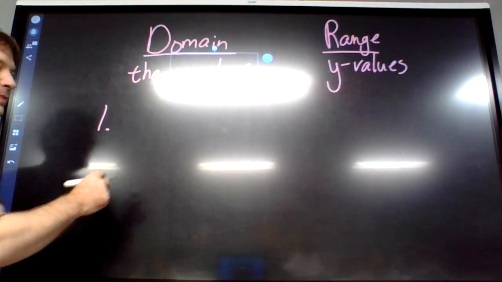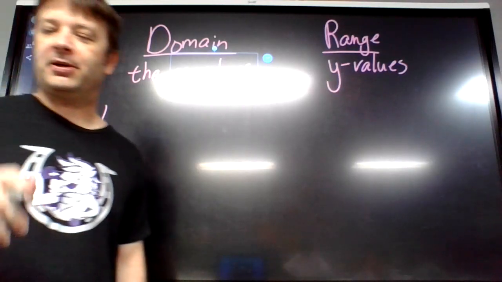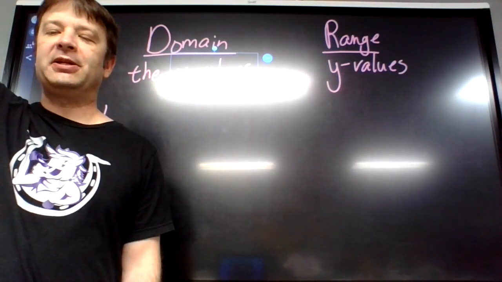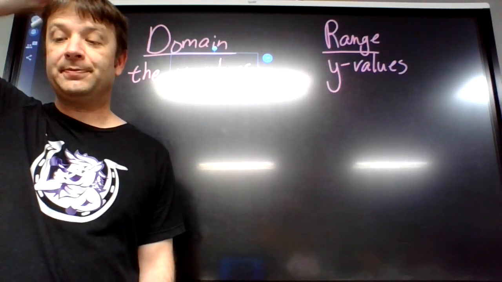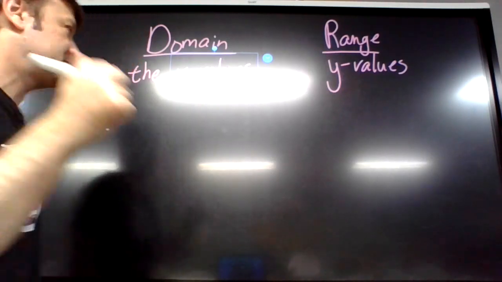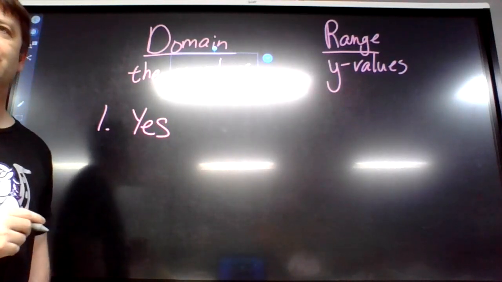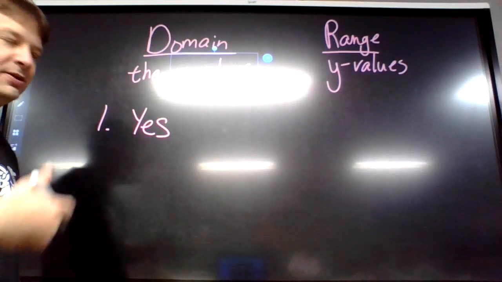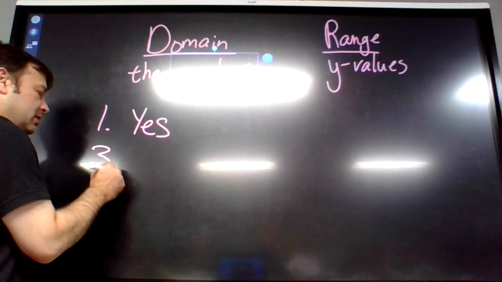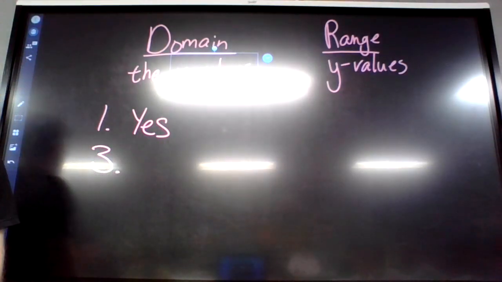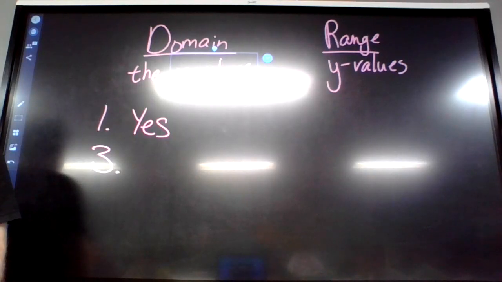Okay. On number 1, these are really quick. Is that a function? Yes or no? Oh, sorry. Is it a relation? Yes. A relation is just a set of ordered pairs. Are those ordered pairs? Yes. How are they ordered pairs? There's 3 groups of 2 numbers. So they're pairs. Ordered pairs are just 2 numbers.